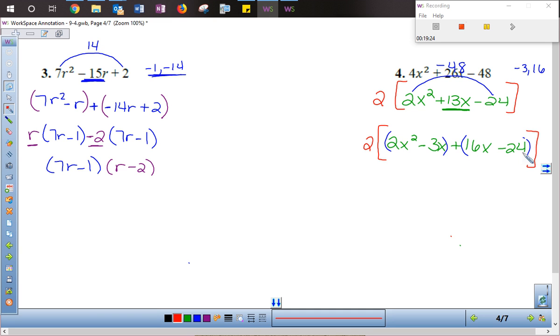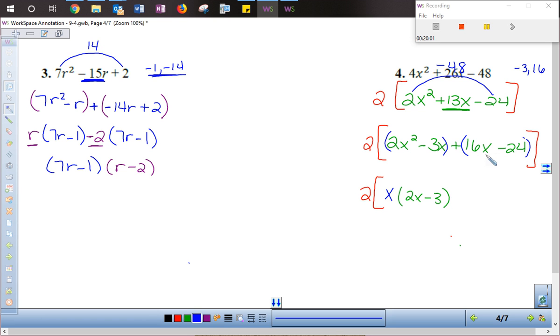Now the next step is to take the GCF out of each one of these binomials. So the first thing that needs to happen is you bring down the 2 that you've already taken out and open up your bracket. Now let's look at my first binomial, 2x squared minus 3x. The greatest common factor between 2x squared and negative 3x is just an x. And that's going to leave me with 2x squared divided by x is 2x, and negative 3x divided by x is negative 3, so 2x minus 3.